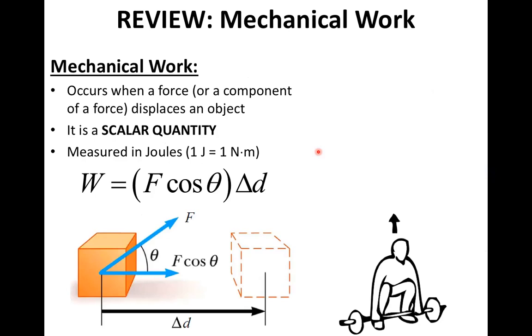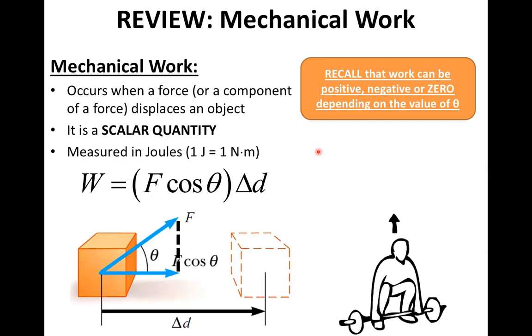So far we know that mechanical work occurs when some component of a force displaces an object. It's a scalar quantity measured in joules, and it can be positive, negative, or zero, depending on the angle between force and displacement. For a given size force, the most work that can be done is when the force applied is in the exact same direction as the displacement, or in other words, an angle of 0 degrees between those two vectors.